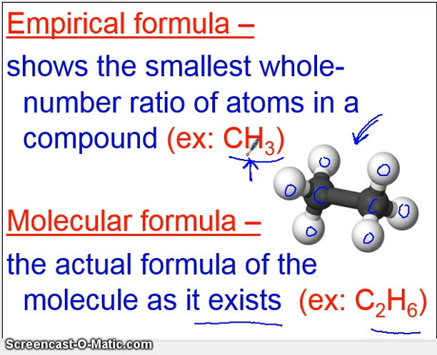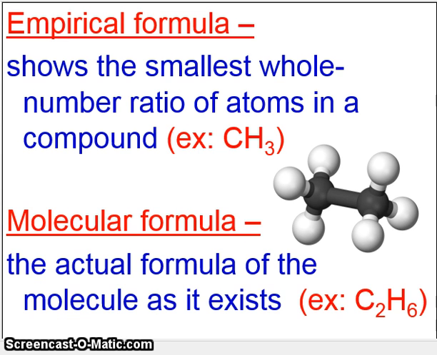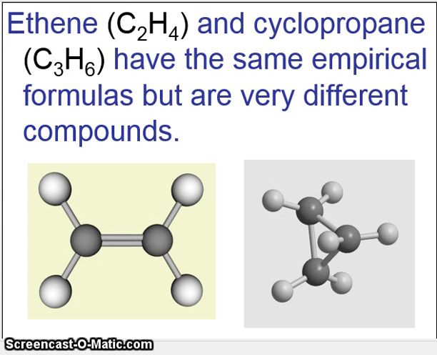So there's one more step we need to do in this chapter, and that is to show you how to calculate molecular formulas, the real formulas of the compounds. So this slide gives another example in order for us to understand the difference. Here we have 2 molecules, both ethene and cyclopropane. By the way, these molecules are from organic chemistry. They have the same empirical formulas, but are very different compounds.